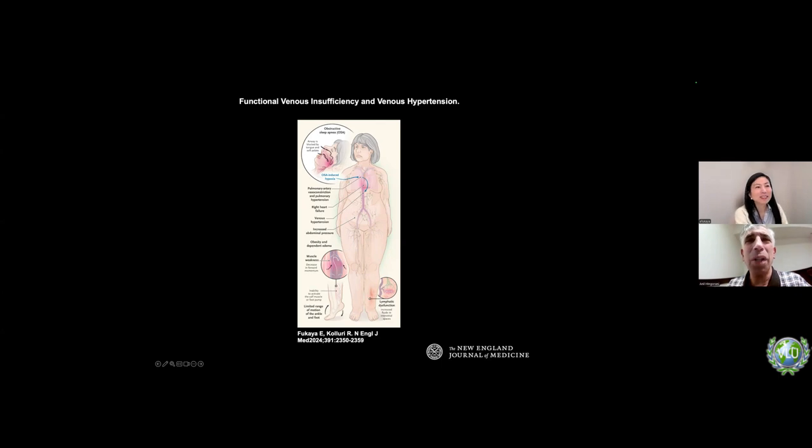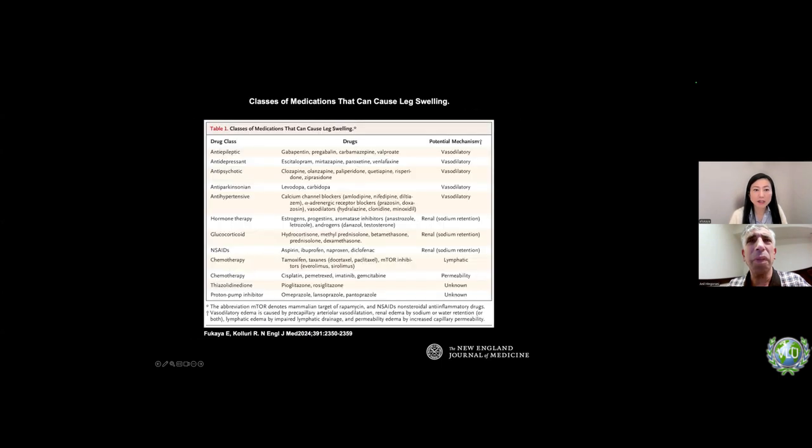So you were talking about some of the functional causes, but how about some of the medications that are involved? Because medications also can play a significant role. Absolutely, absolutely. So I am going to share a different slide. So here is a list of medications. There may be others, but this is sort of a classic list of medications that can cause swelling.